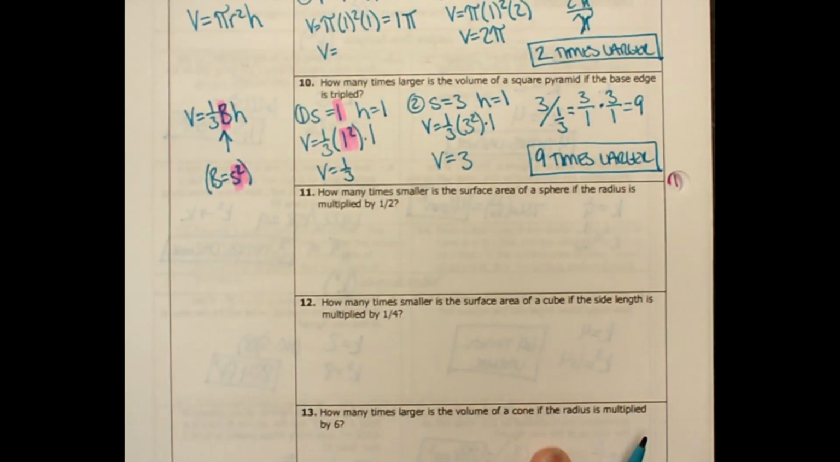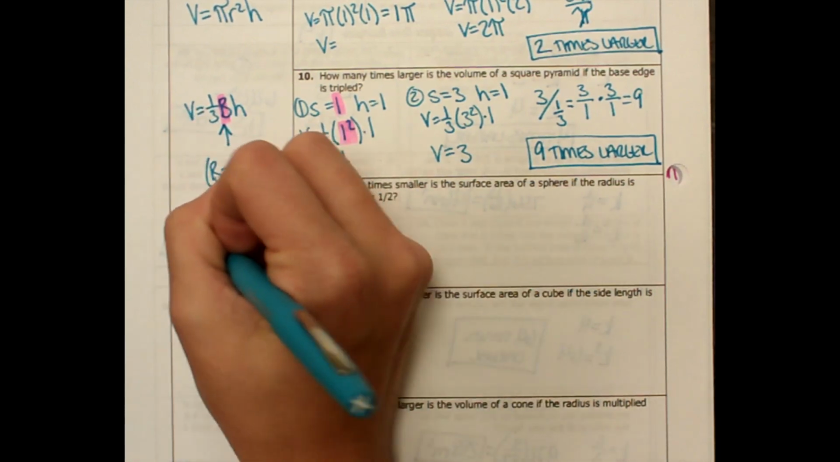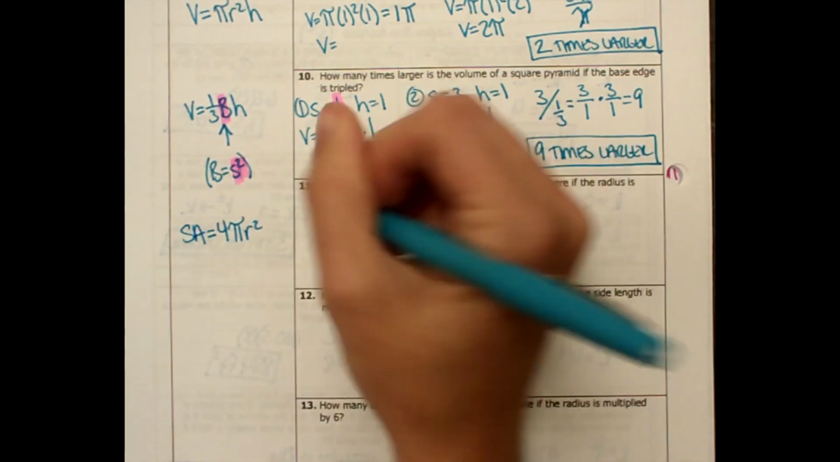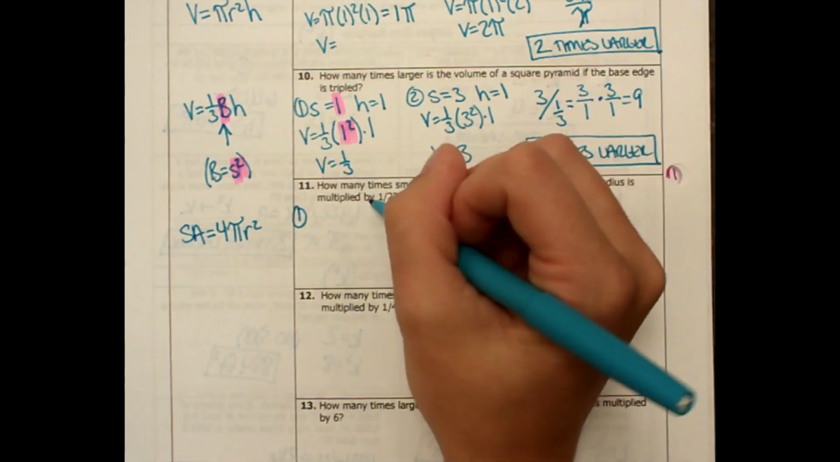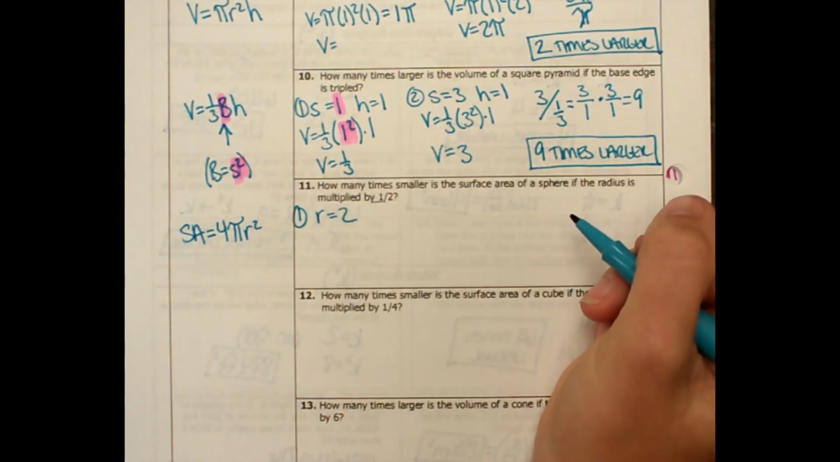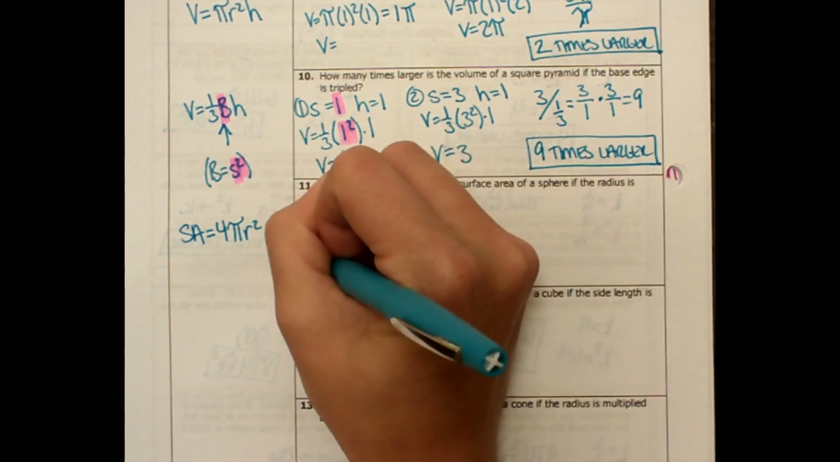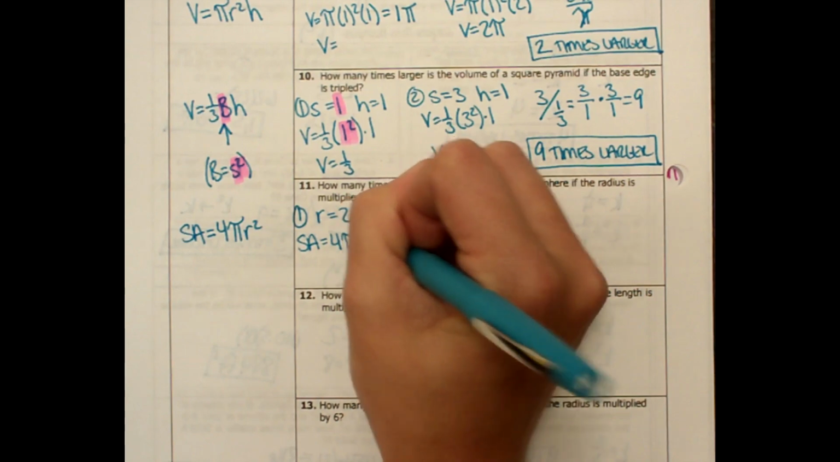Looking at number 11. How many times smaller is the surface area of a sphere if the radius is multiplied by 1/2? So your surface area of a sphere is equal to 4 pi r squared. For my first one, because now it's being multiplied by 1/2, I'm going to say that my radius is equal to 2. That's my test value. So surface area is equal to 4 pi times 2 squared.